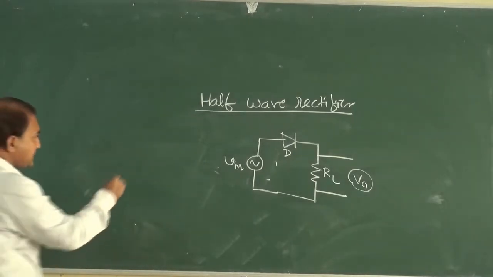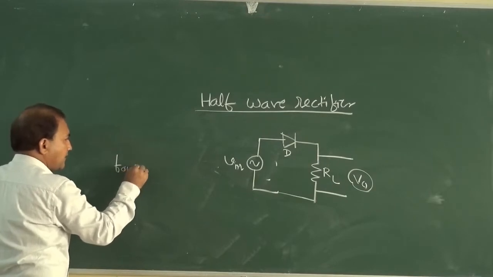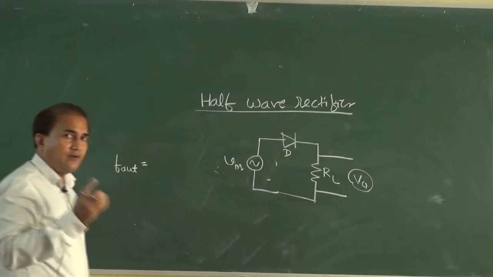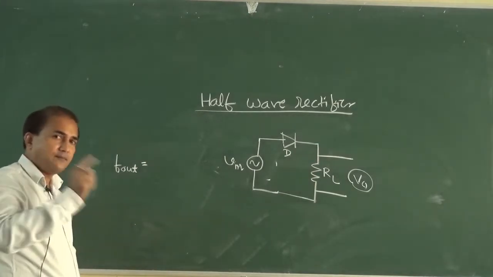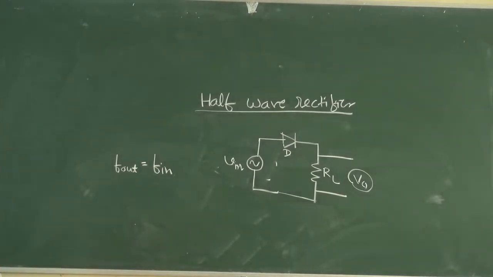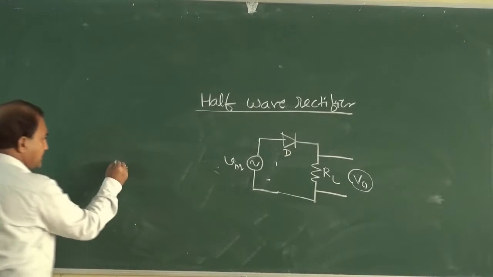Then we have F out, the frequency of the output signal. The frequency of the output signal will always be equal to the frequency of the input signal in case of a half wave rectifier. This is the second one.